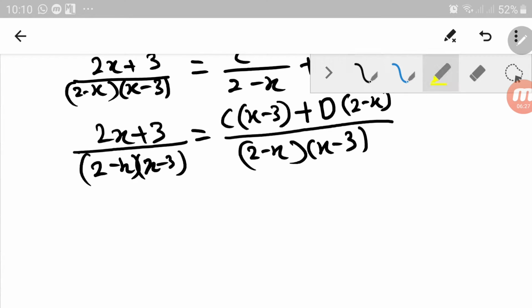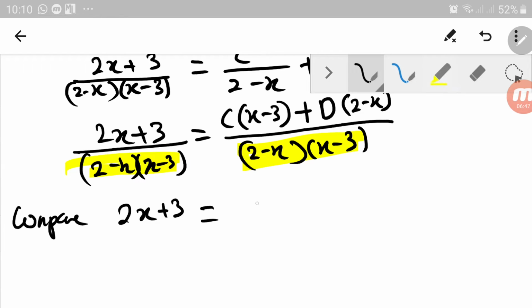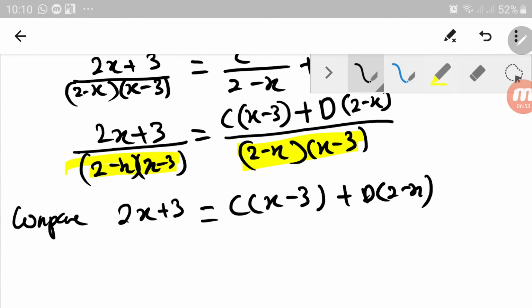Now, as we can see here, these two parts are just the same thing. We can compare, or if you think of it as a cancel, they cancel each other, then we can also just compare. Okay, so now we have c(x - 3) + d(2 - x). I don't recommend you expand it yet, because we have some interesting points to see over here.